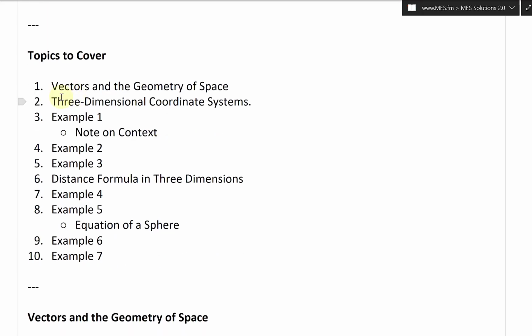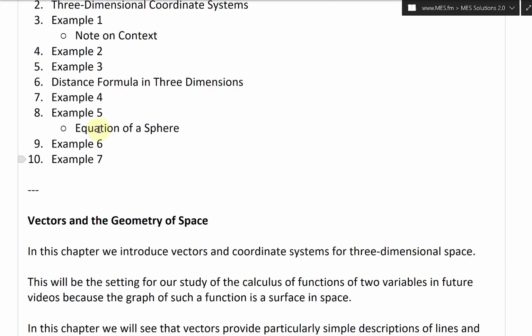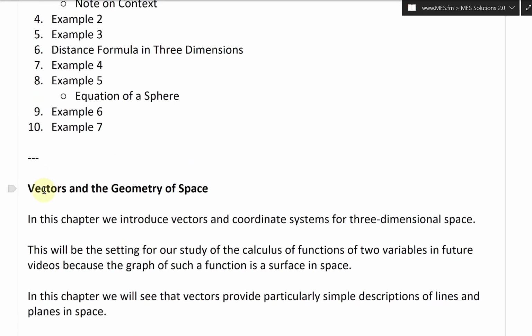Alright, so here are the topics to cover. I'm going to add timestamps to these, and you'll see that in the description below. So part 1 here is vectors and the geometry of space, three-dimensional coordinate systems, and then we'll look at example 1, then a note on context, example 2, example 3, and then the distance formula in 3 dimensions, then example 4, example 5, the equation of a sphere, and example 6, and then example 7. Alright, so let's take a look at this first part.